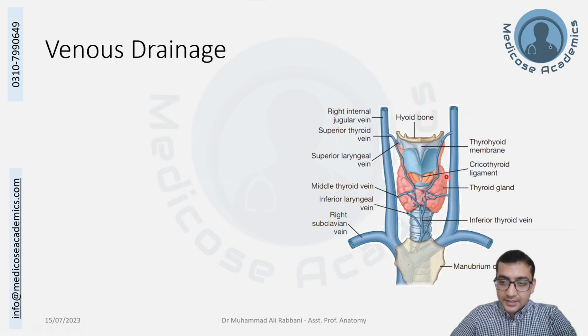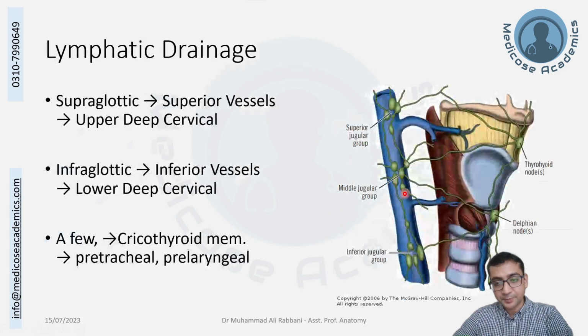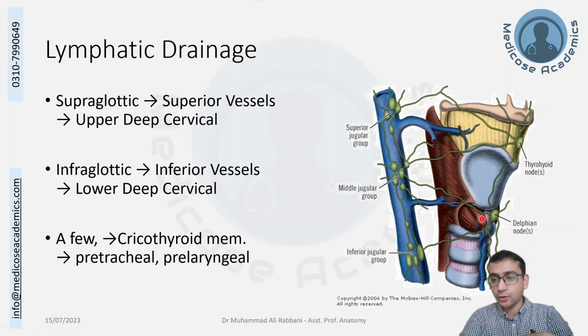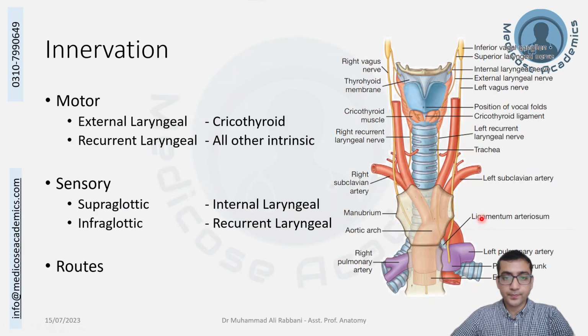The venous drainage is just like the thyroid gland. The upper part is drained above the vocal cords to the superior thyroid veins, and the inferior part is majorly drained by the inferior thyroid veins. The lymphatics of the larynx are again the same. The upper one, the supraglottic, above the vocal cords, goes to the upper deep cervical lymph nodes. Below, it goes to the lower deep cervical nodes. Some of them go to the nodes in front or the lateral aspect of the larynx known as prelaryngeal or paralaryngeal nodes.